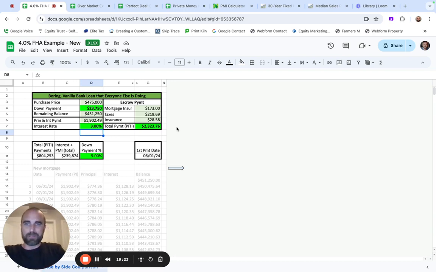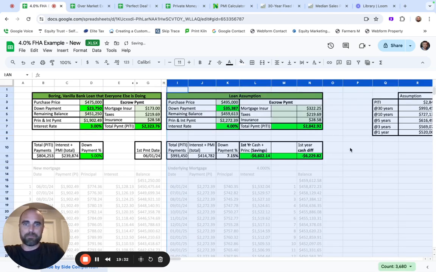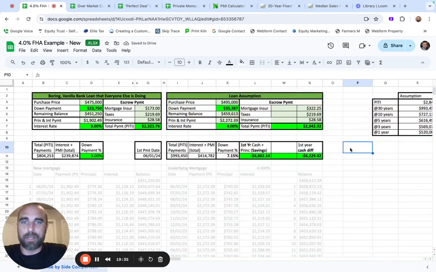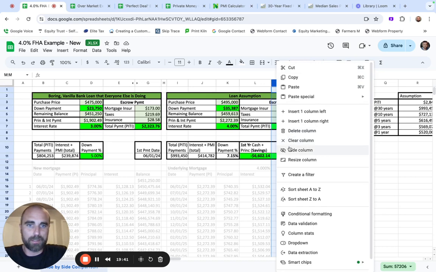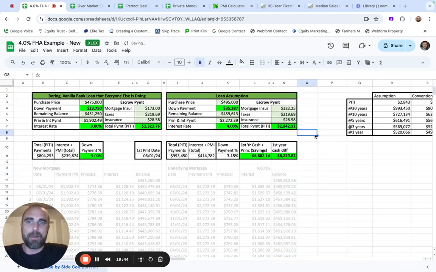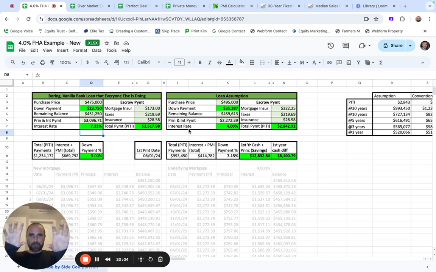So, assumable loans. Let's expand upon this a little bit and open this up. So here we are, side by side, apples to apples. We can hide that column right there. We don't need that. We want to go apples to apples. We got two different things going on. This is the example of, what do we say, 7.31, I think. This is what everyone else is doing right here. This is a whole other loan side by side, so you can compare apples to apples.